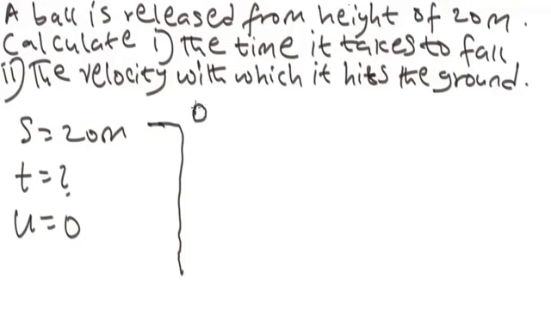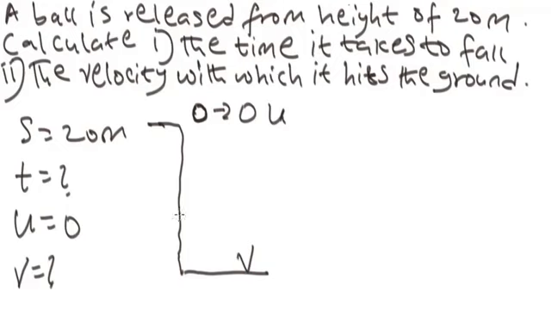Initially the ball has an initial velocity of 0 before it starts falling. Hope you understand. The final velocity is unknown: the velocity it will have from here until it hits the ground will be the final velocity. This one is our initial velocity, u, which is 0. Having gotten these parameters, which equation are we going to apply?